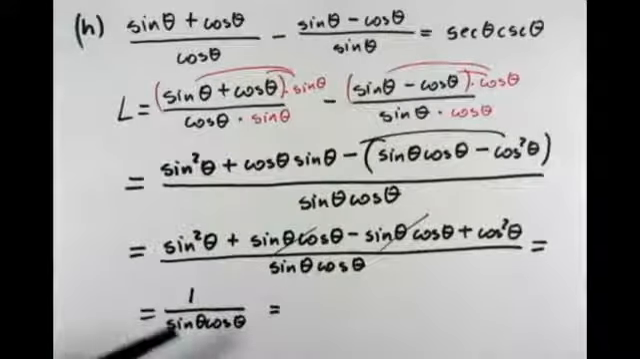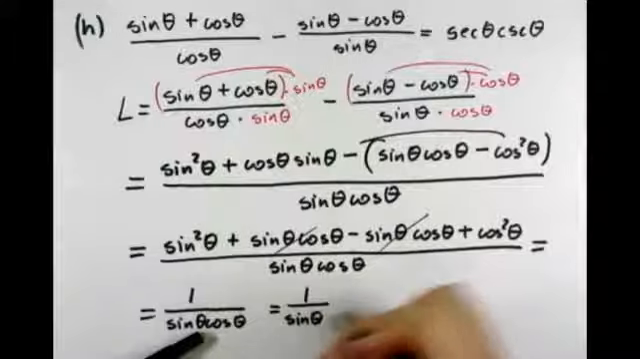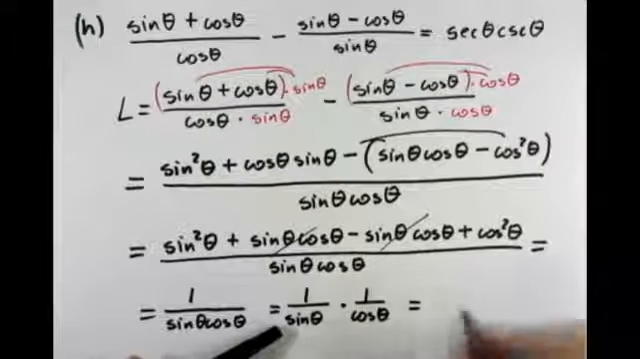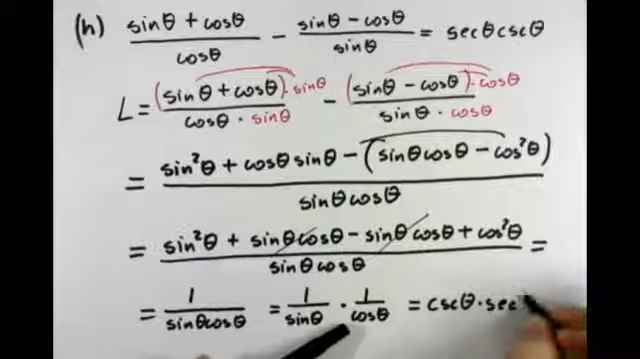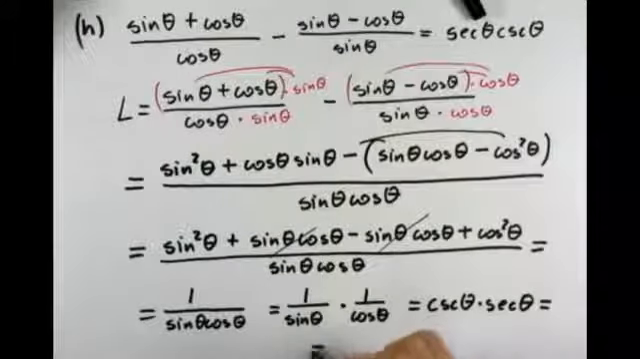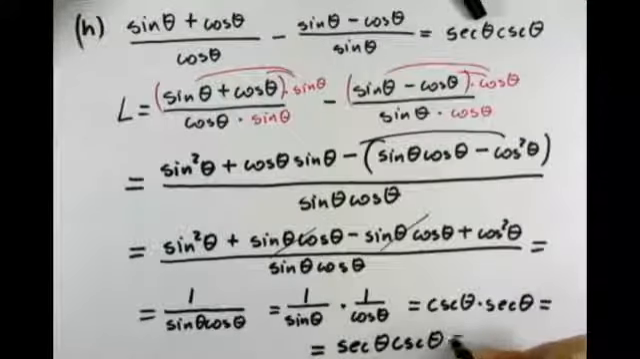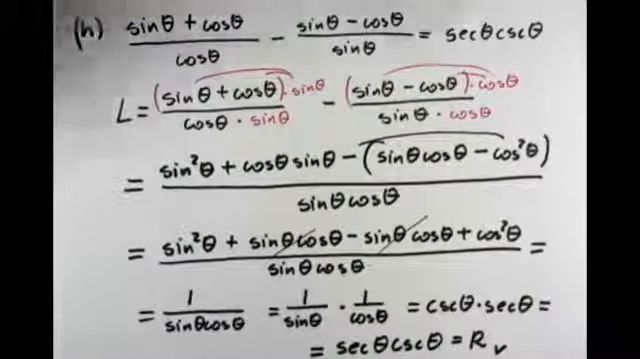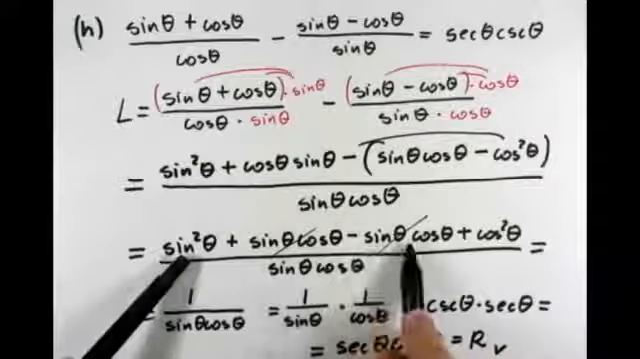And everywhere is multiplication right here, so I can write this as 1 over sine theta times 1 over cos theta. 1 over sine is cosecant, 1 over cos is secant, and that gives me what I had to prove. Or we can change the order, that this one is secant theta, cosecant theta, which is right side, which gives me the identity. Here I use that sine square plus cos square is 1. So I have 1 minus 0, that gives me 1.